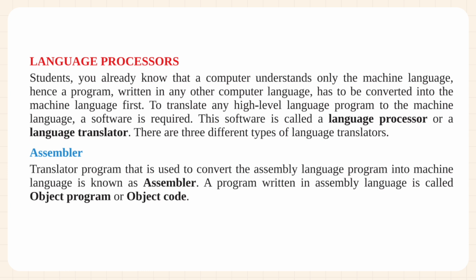Language processors. Students, you already know that a computer understands only the machine language. Hence, a program written in any other computer language has to be converted into the machine language first. To translate any high-level language program to the machine language, a software is required. This software is called a language processor or a language translator. There are three different types of language translators. Assembler. The translator program that is used to convert the assembly language program into machine language is known as assembler. A program written in assembly language is called object program or object code.